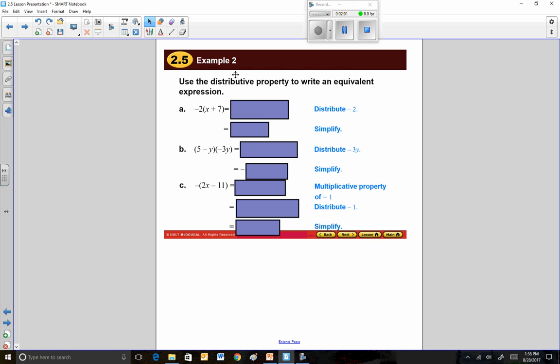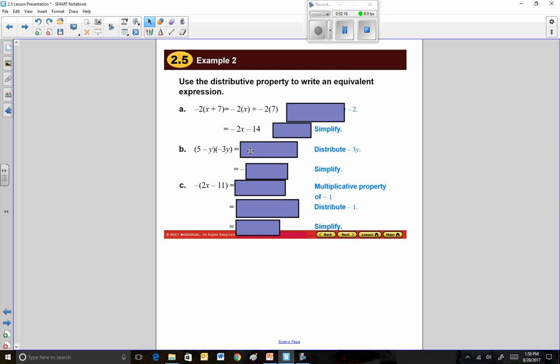Welcome back. Let's go ahead and take negative 2 times both of these terms, and when we multiply, we get negative 2 times x and negative 2 times 7. When we do that, we will get negative 2x minus 14.